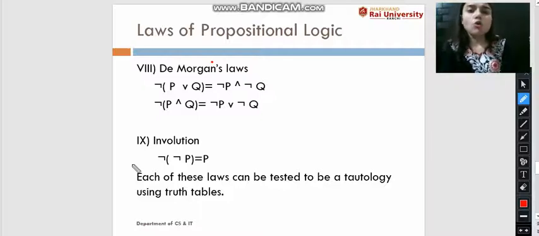All these laws can be tested to be tautologies using the truth table. There are many applications of De Morgan's law, and in many cases the question is to prove De Morgan's law. We can prove it using a truth table. All of you kindly prove De Morgan's law in your copy, state whether LHS equals RHS or not, and then answer it in the discussion forum.